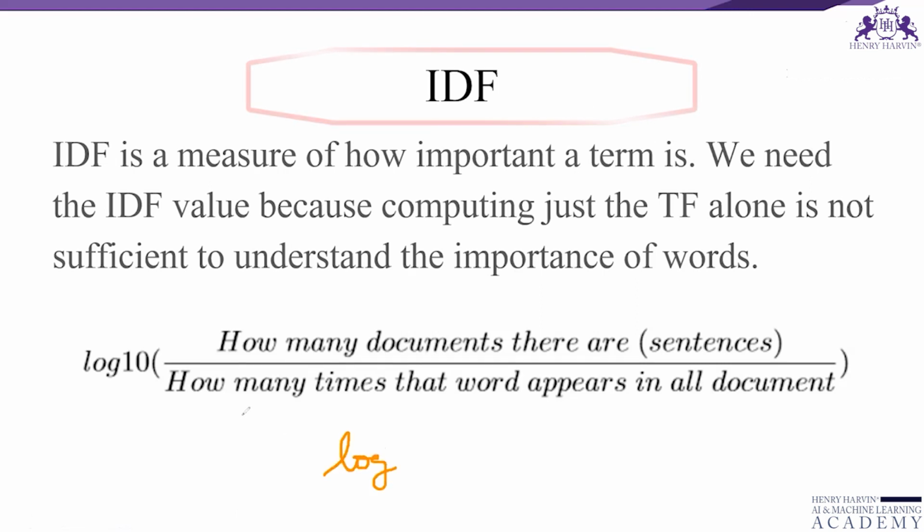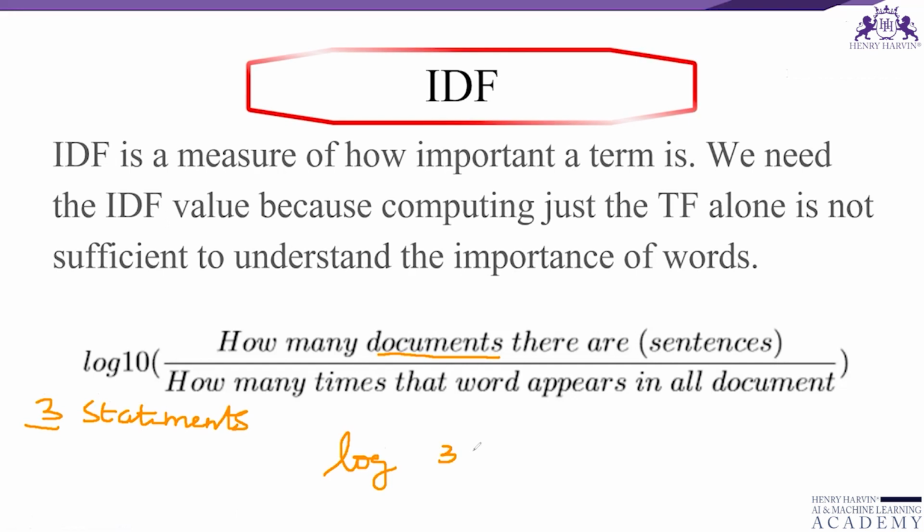So what I'm trying to say here is how many documents are there. Here we were talking about 3 statements. So that will become 3 divided by the number of documents the word appears in. If you look into that, this has appeared in all the 3 documents. So log 3 by 3 will be equal to log 1. So what will be the answer now? This will be equal to 0.